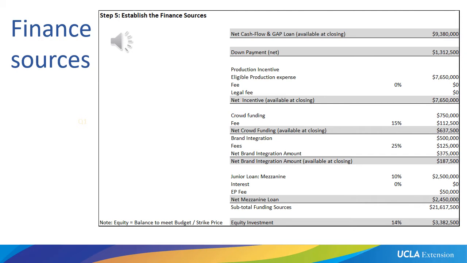Now the subtotal, if we take all these finance sources and sum them up, is $21,617,500. So the equity investment that we need in order to cover the balance to reach $25 million is therefore $3,382,500, and it's 14% of our budget of $25 million.